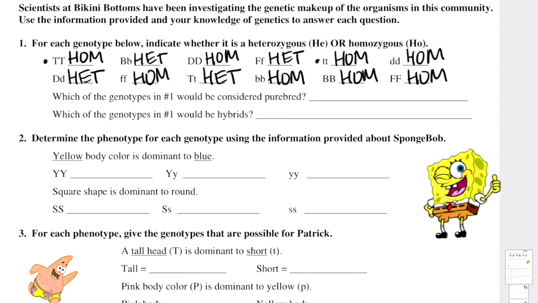Which of the genotypes in number 1 would be considered purebred? Okay, purebred means the same throughout. So that's going to be our homozygous genotypes. That would be big T, big D, little t, little d, little d, little f, little b, big B, and big F. A hybrid means it has two components.